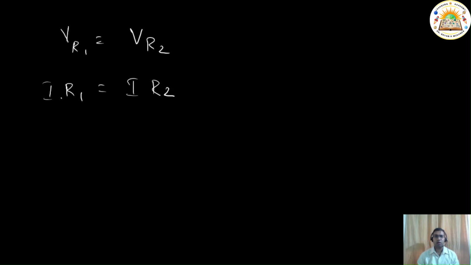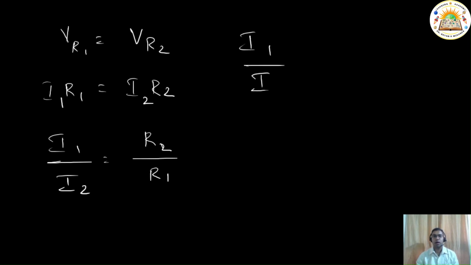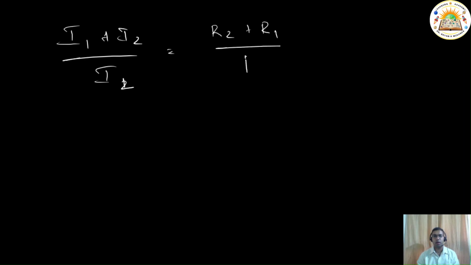So I1 R1 is equal to I2 R2. Resistances need not be the same. Or I1 by I2 is R2 by R1. Next, we will add 1 on either side. That is, I1 by I2 plus 1 is equal to R2 by R1 plus 1, which will yield I1 plus I2 by I2 is equal to R2 plus R1 by R1. Now I1 plus I2 is nothing but the total current.